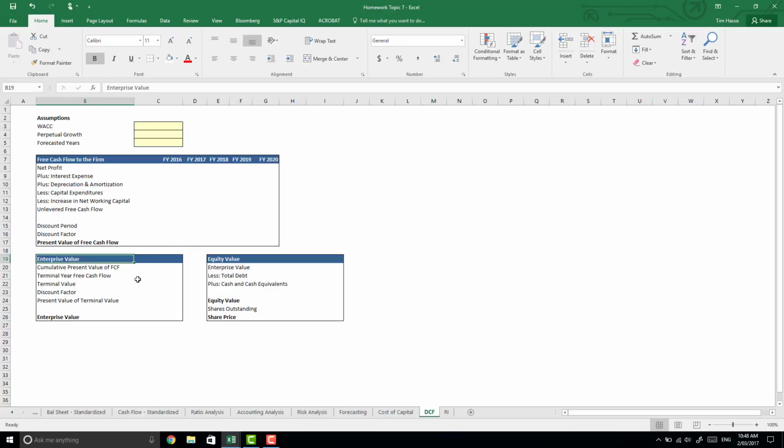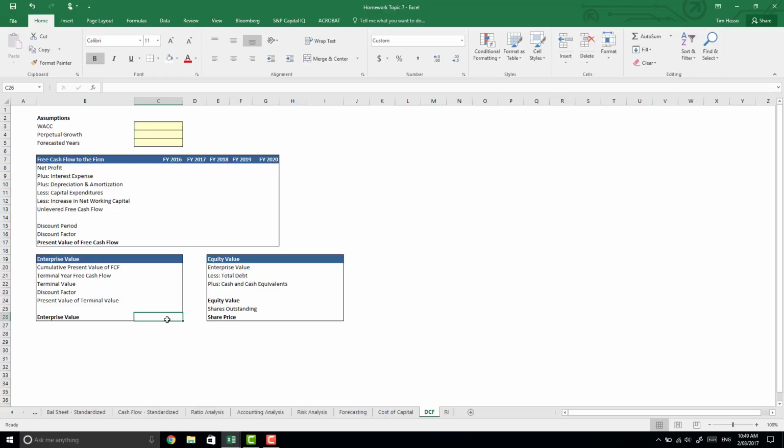We then calculate the enterprise value, which is equal to the present value of the free cash flows that we already forecasted, plus the terminal value as well, which is essentially just assuming the fact that the company will continue on forever and not just suddenly end in 2020. Based on this, we'll be able to calculate the enterprise value, and the enterprise value is the total firm value.